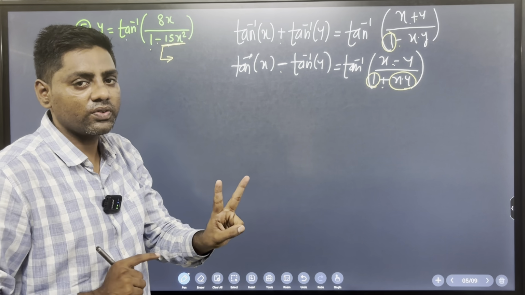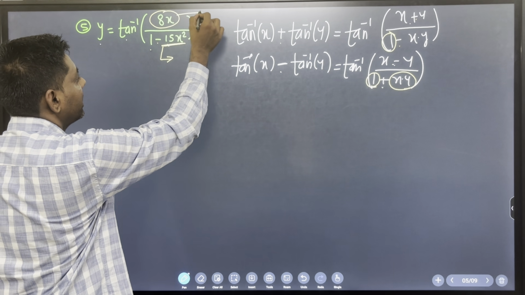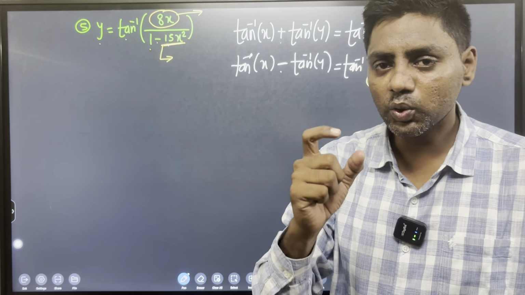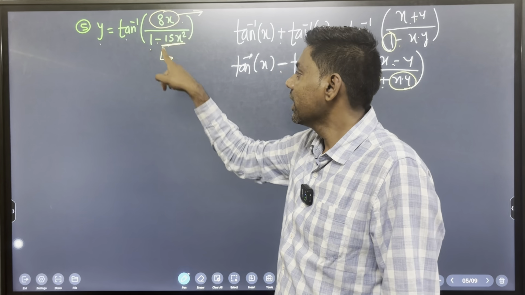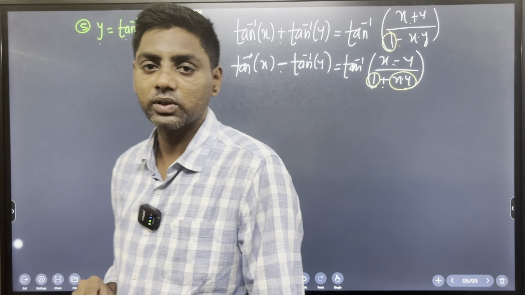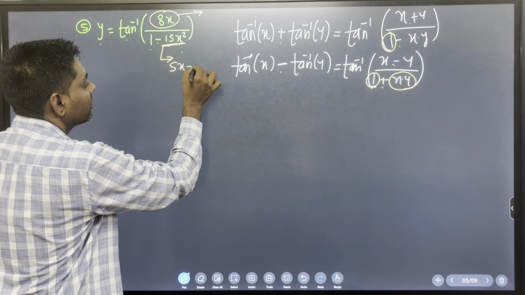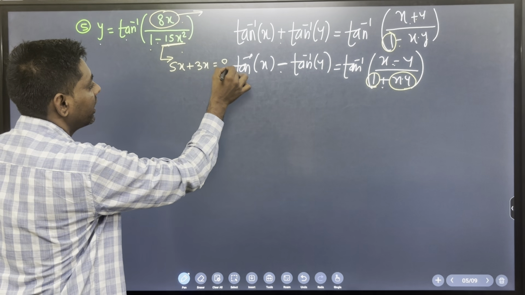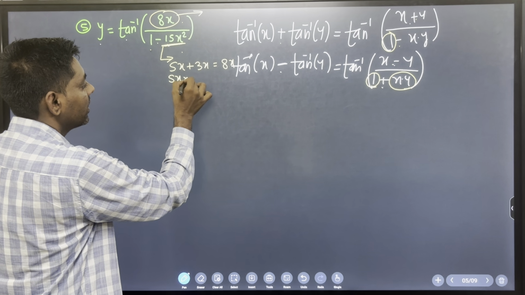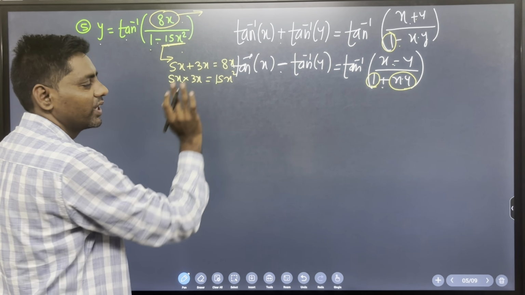So tell me the two numbers having addition 8x and product 15x square. Try to solve. So what are the two numbers? Can we write 5x plus 3x equal to 8x? Yes. And the product of 5x into 3x is 5 threes are 15, x into x is x square, so we get the perfect numbers.